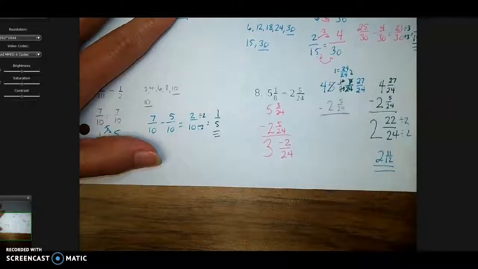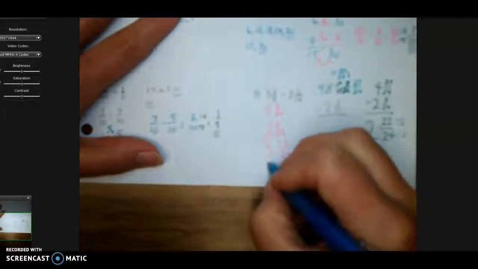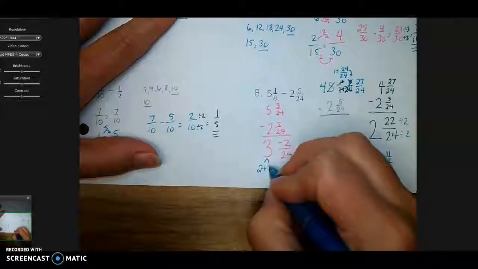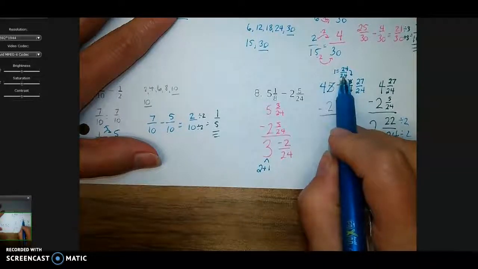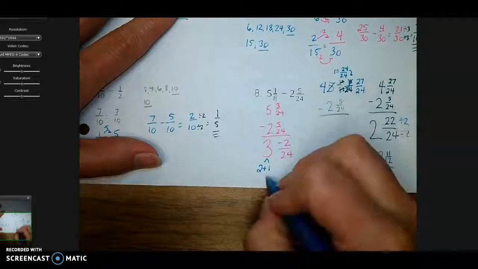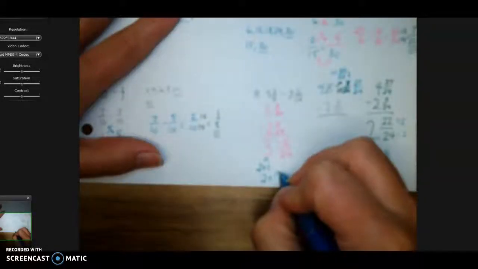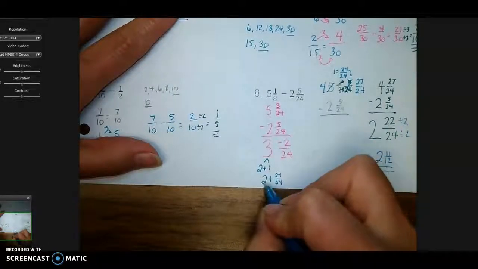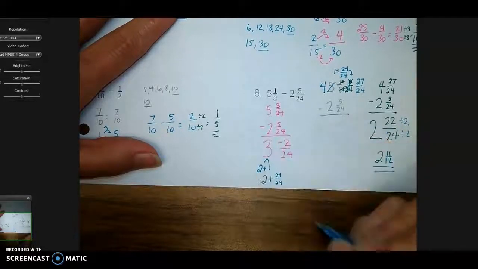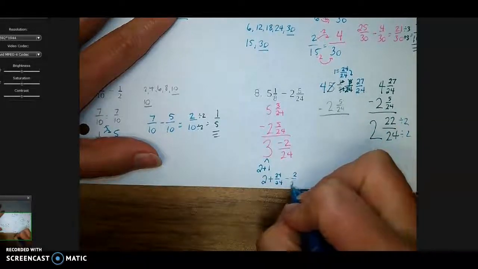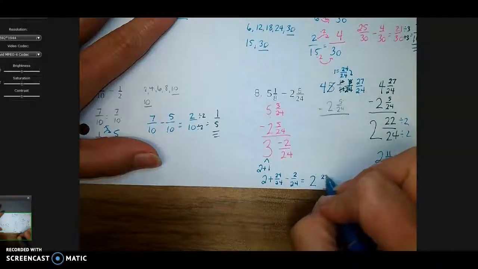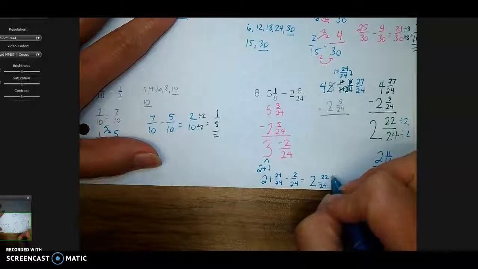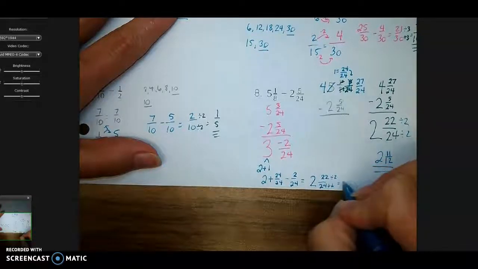So I have to be able to think of my 3 as 2 plus 1. I'm then going to think of my 1 the same way I thought of it as here, as 24/24. So now it's 2 plus 24 over 24, so that's still 2 plus 1, which is still 3. And I'm going to subtract my 2/24, which gives me 2 and 22/24, which still reduces down to 2 and 11/12.